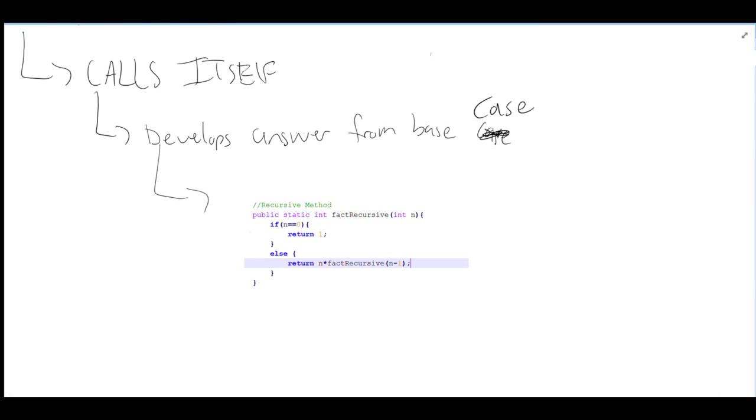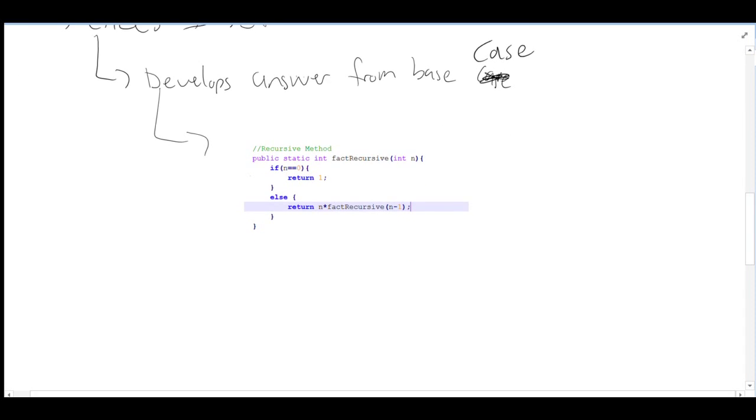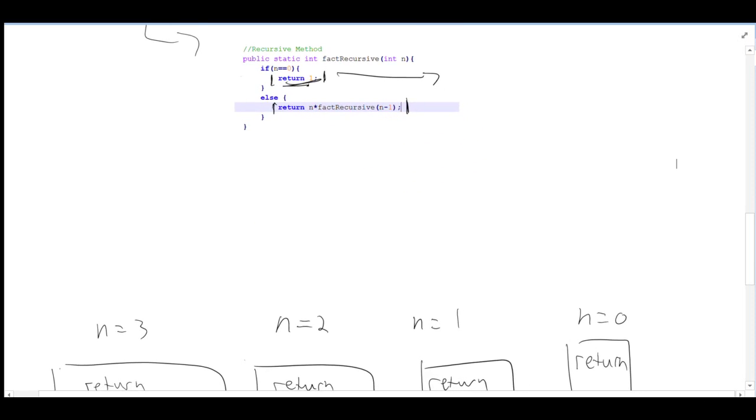I'm going to assume you know Java programming, so I don't have to go over this. But these lines are the only lines that are interesting. This is your base case, where if n is equal to 0, it actually returns a number. Else, it returns this.